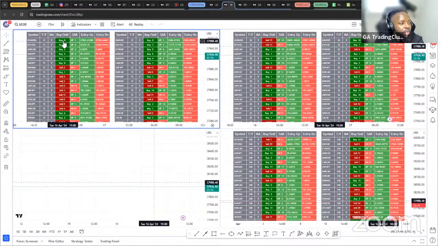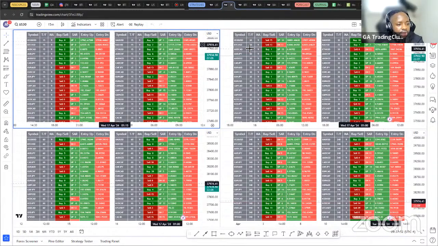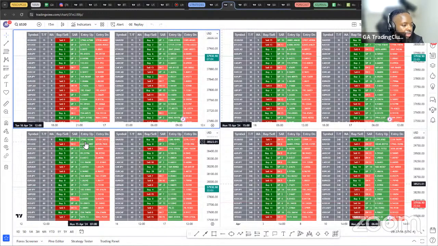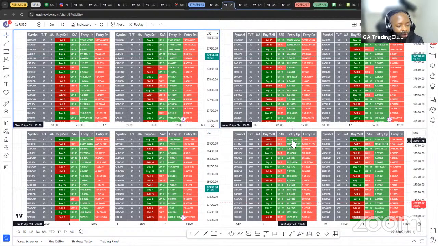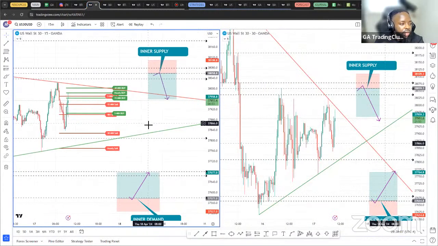So for example, US 30 buy entry on the 15 minute is 37,962. Buy entry on the 30 is 38,000. Buy entry on the 1 hour is 37,982. And buy entry on the 4 hour is 38,278. So this is all this indicator does.